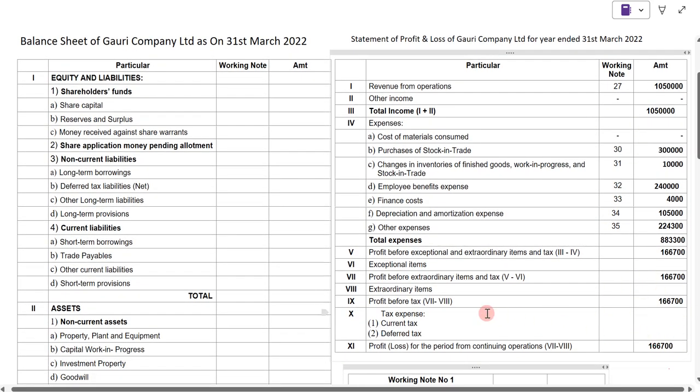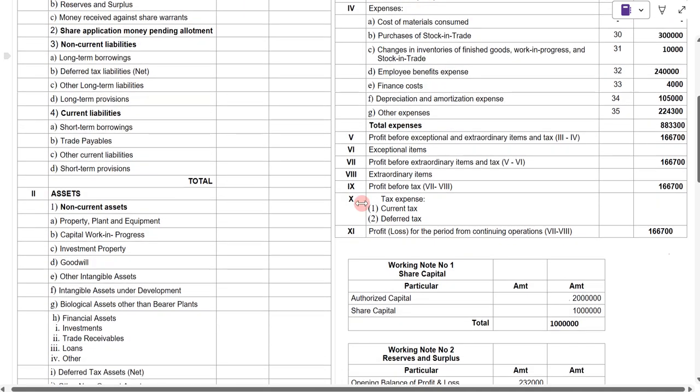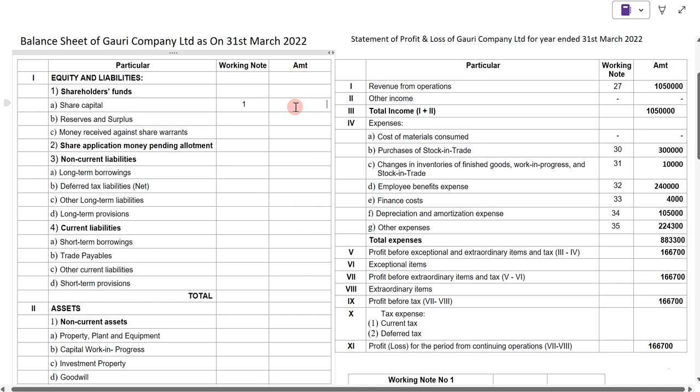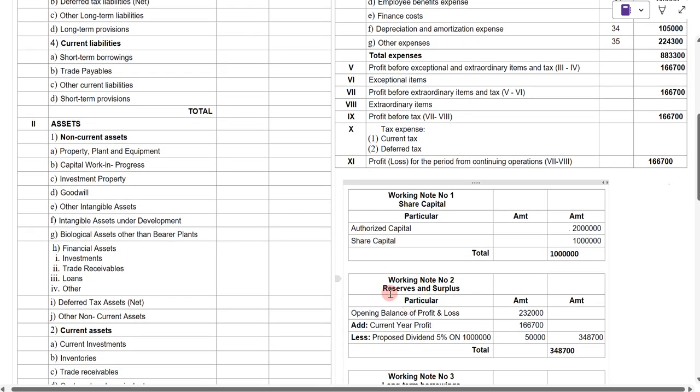We got the current year profit. Now we will pass the entries in the balance sheet. First is share capital, note number 1. What is the total of note number 1? That is share capital, 10 lakh. Note number 2 is reserves and surplus. In the balance sheet under equity and liabilities, reserves and surplus, we have prepared it and given the note number 2.